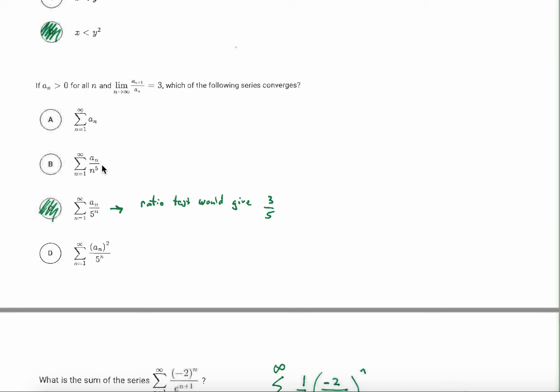The ratio test is going to make that not matter, so it'll still go to 3. That just goes to 3. And that's 3 squared over 5, so that's 9/5, right? This one here makes it go to 3/5, which is less than 1. So by the ratio test, it converges.